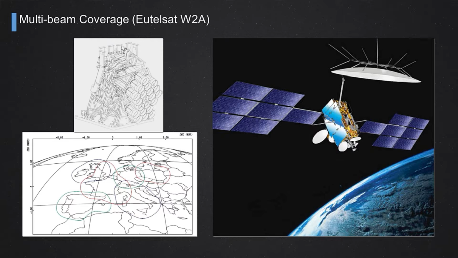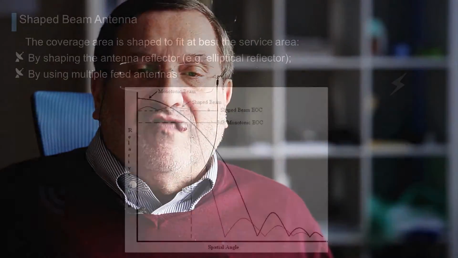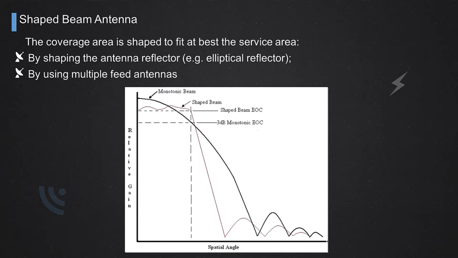But I can also want to realize shaped beams, so not only smaller beams, but beams that also follow best the shape of the area I want to serve. How can I get these shaped beams? Well, a very first simple way to realize the shaping is to shape the reflector of the antenna itself, so the aperture of the antenna. The elliptical reflector is a very simple example of shaping of the beam, because through the elliptic shape I get an ellipse, I can orient it, so it's very simple and not very effective, but still it's an example of shaping.